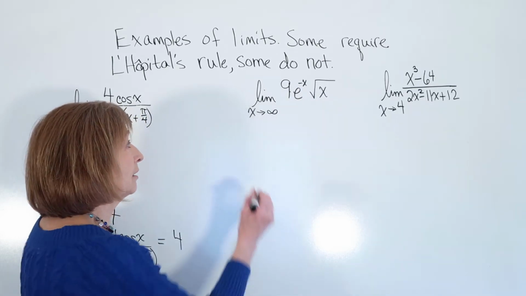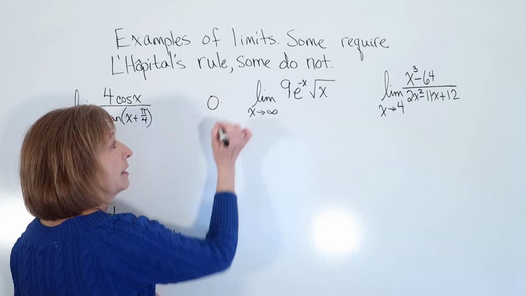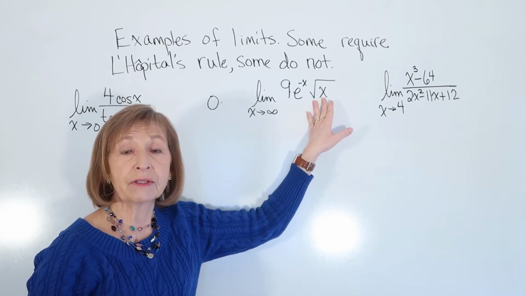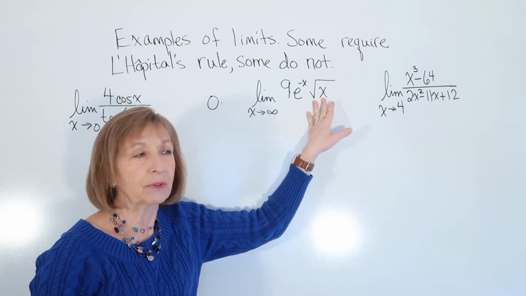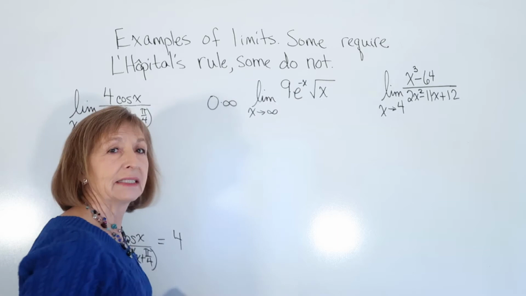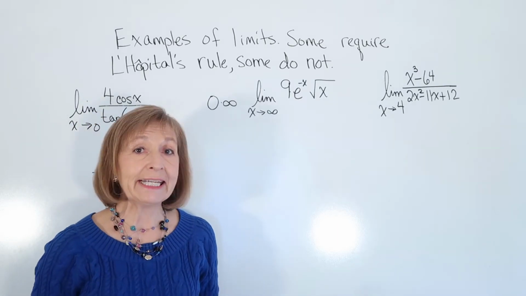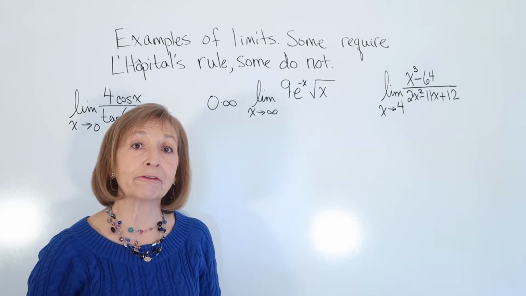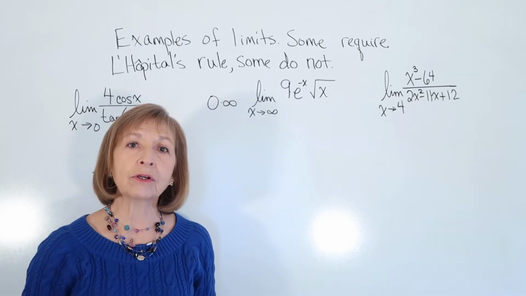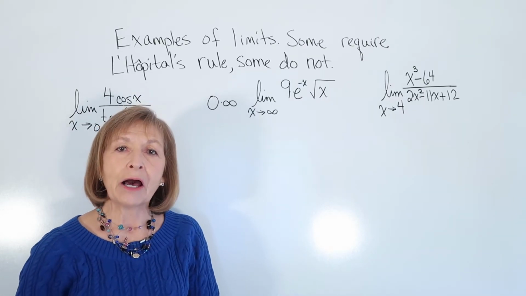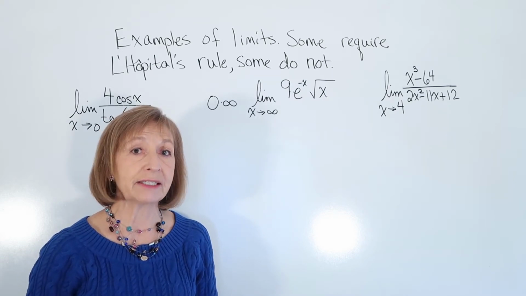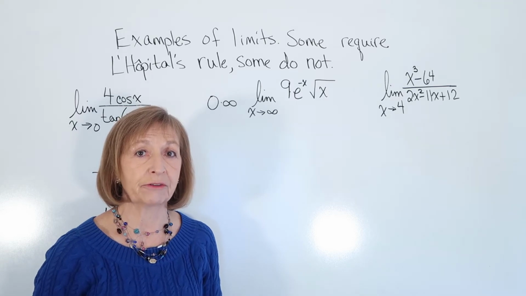So 9 times something approaching 0 approaches 0. And then as x approaches infinity, the square root of something getting extremely big gets extremely big as well. And so that's 0 times infinity. Now, 0 times infinity is not an indeterminate form, but it is one of those expressions that when we work with our operations that allow us to get an equivalent expression, it can be transitioned to an indeterminate form.